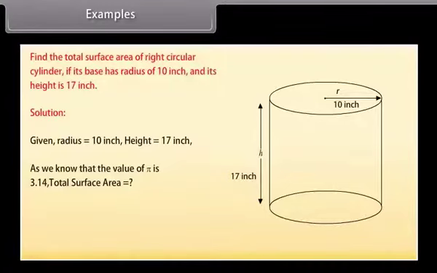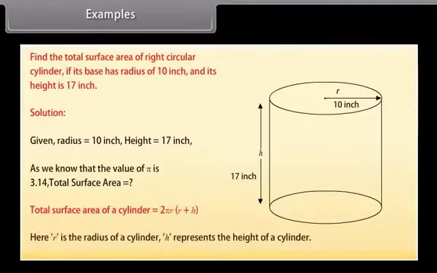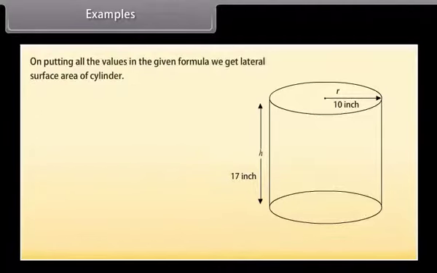We know that the formula for finding the total surface area of a cylinder is: total surface area of a cylinder is equal to 2 pi r into r plus h. Here r is the radius of the cylinder and h represents the height of the cylinder. On putting all the values in the given formula, we get: total surface area of a cylinder is equal to 2 pi r into r plus h.